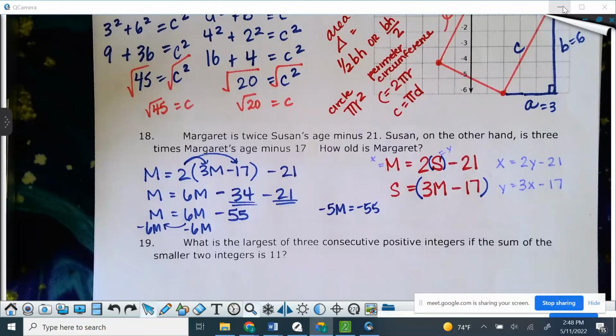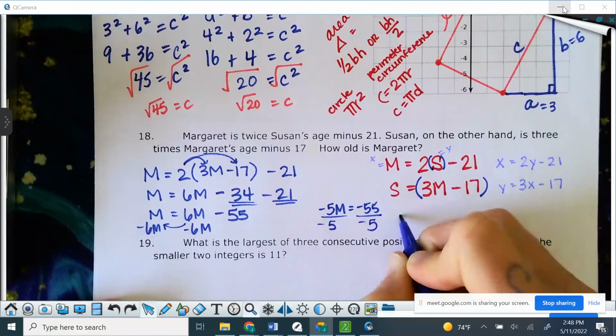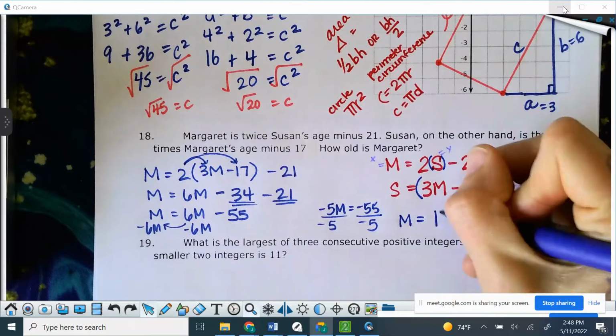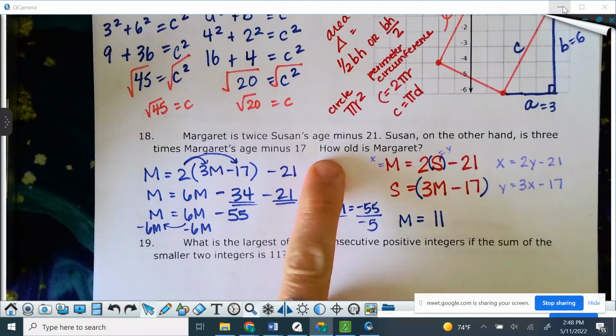Yes. Why do I divide? Can you tell me why I have to divide? Inverse of. What is the inverse of? Yes, you're right. Negative 5. Negative 5. So Margaret is how old? 11. Yep. So Margaret is 11. And that's the question that they ask. So ultimately, we can be confident and be done.